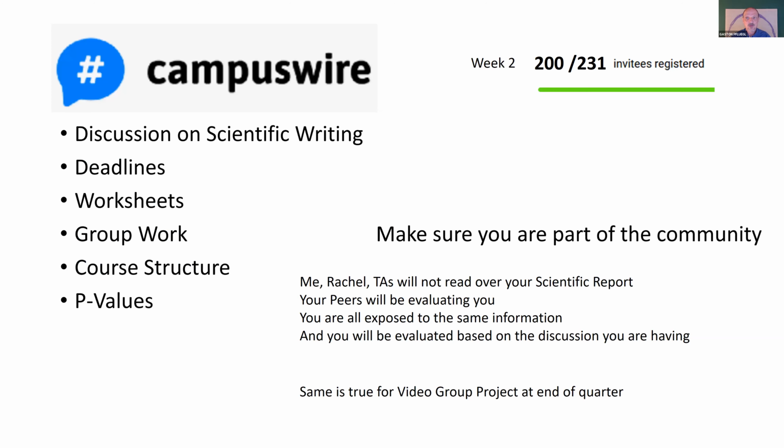On Campus Wire, right now, 200 out of 231 students are participating. So I don't know who the other 30 students are. So I want to urge you again, all the information and discussions happen there. I also only answer questions on Campus Wire. So if you send me an email, I will not answer you directly. I will post on Campus Wire. So make sure you're part of the community.